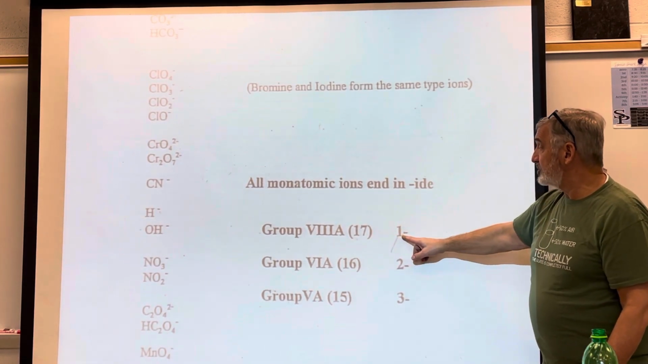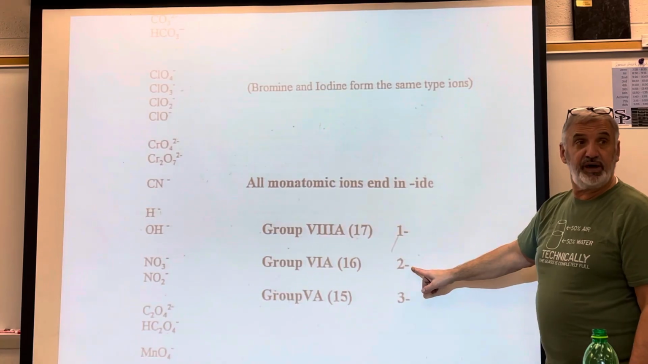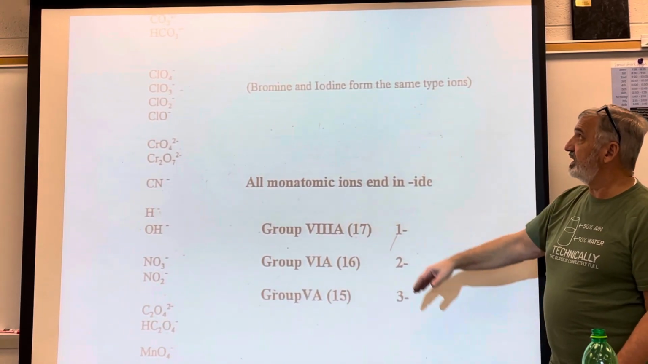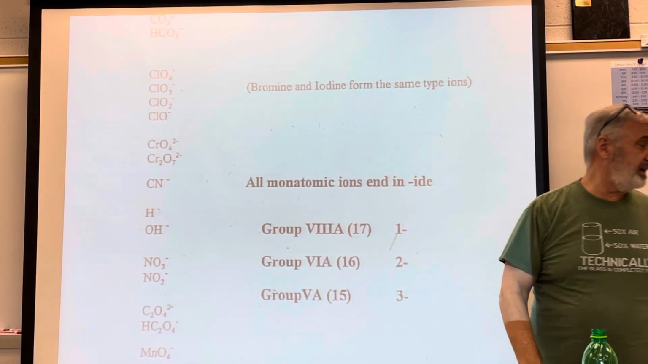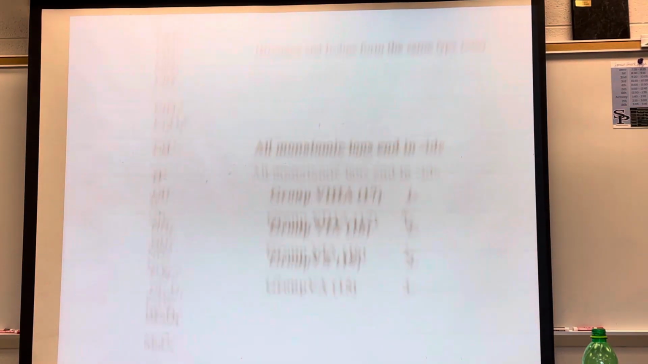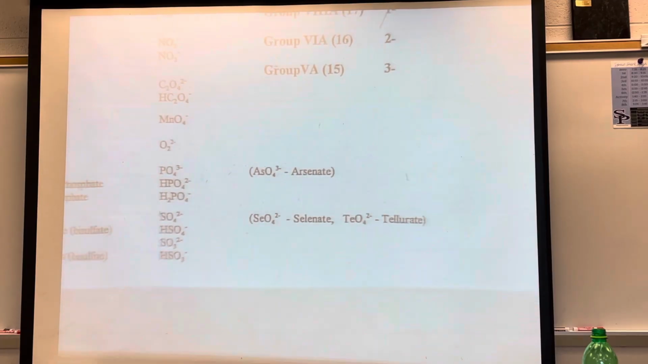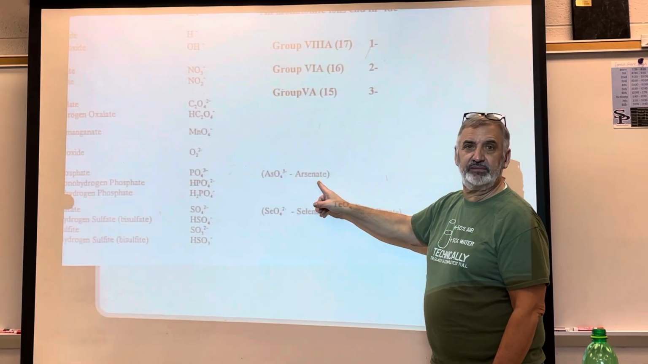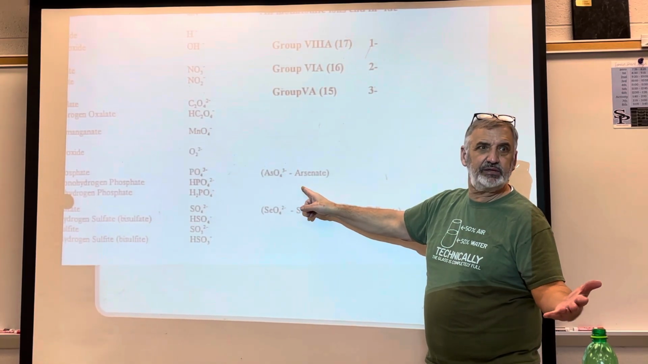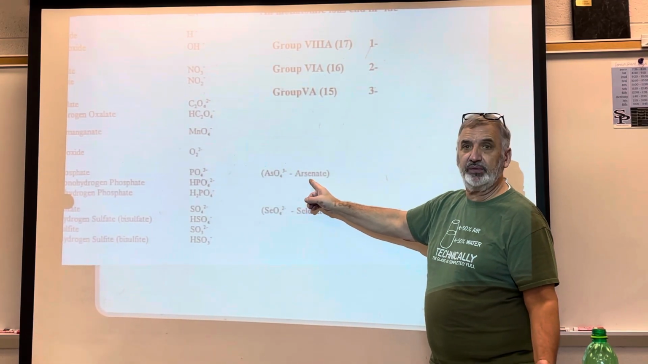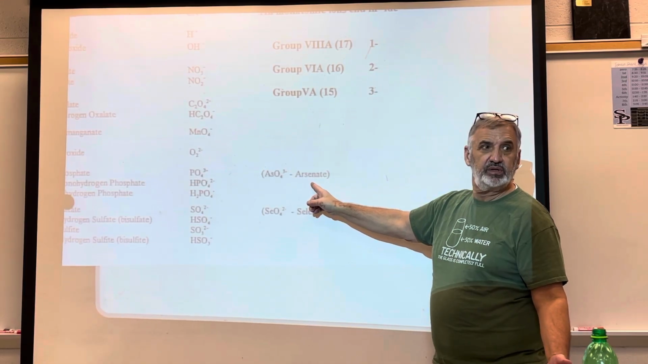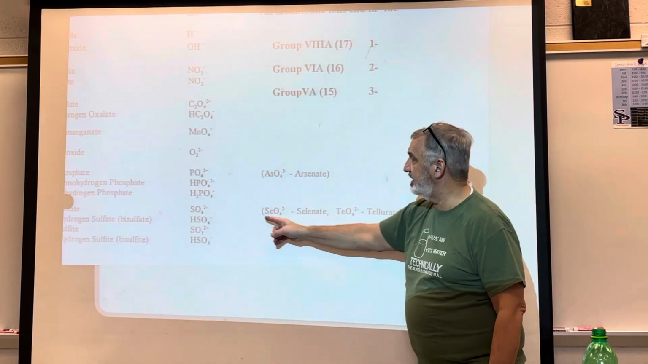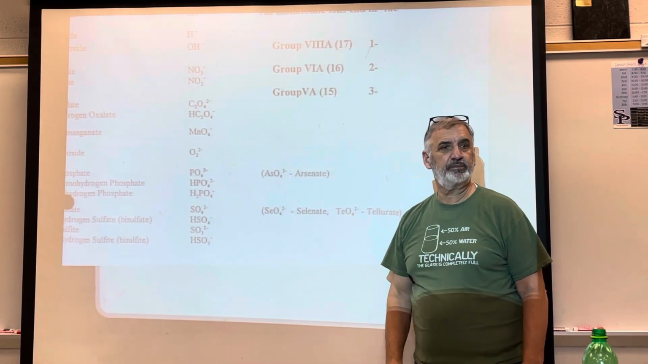Group 17 is always -1. Group 16 is always -2. Group 15 is always -3. So we can always know elements in the same family. Down here, phosphate is PO4, so arsenate is going to be AsO4. The same family, everything's going to be the same. So arsenite would be what? AsO3 3-. Selenate and tellurate do the same thing, so we can always follow these.